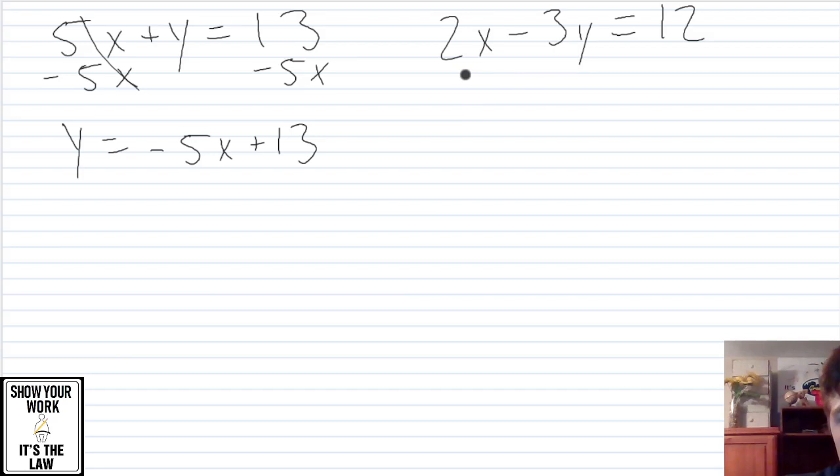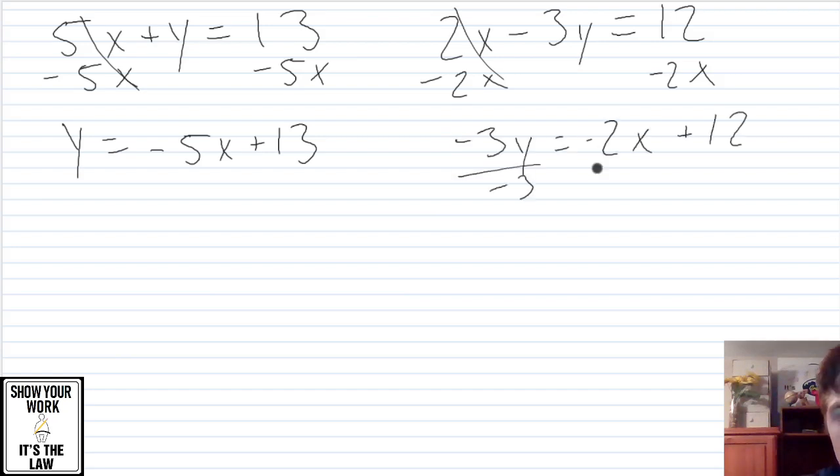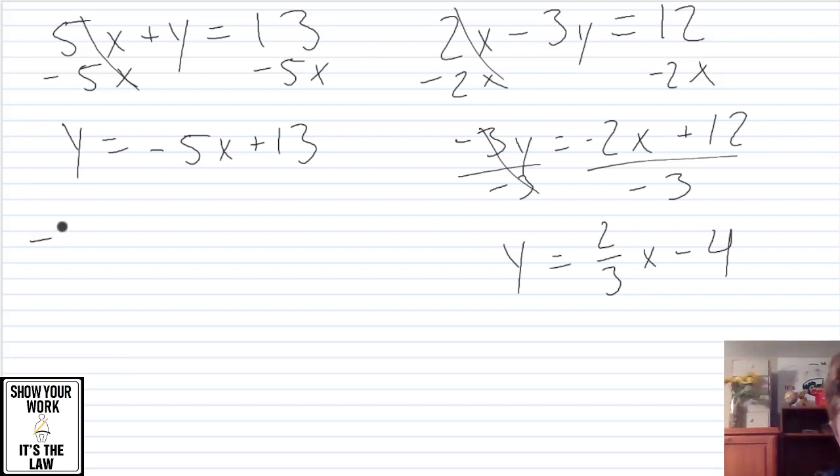Over here, it's going to take an extra step. Negative 3y equals negative 2x plus 12, and then divide by negative 3. So that's going to give us y equals 2 over 3x minus 4. Now we've got two equations of a line. Like I said, we could graph it at this point, but let's do it on paper by setting both of these values equal to each other. Since we know they're both y, they're equal to each other. So now we're just solving for x.